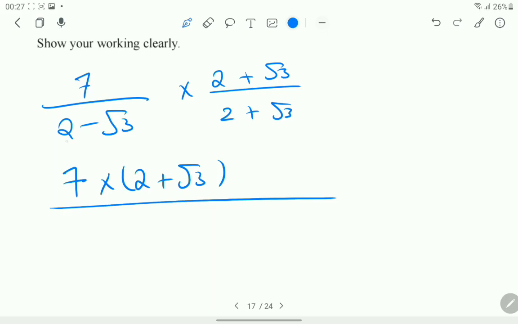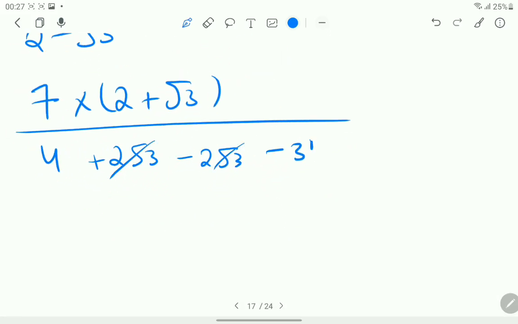So 2 times 2 is 4. 2 times plus under root 3 is plus 2 under root 3. So minus 3, minus under root 3 into 2 is minus 2 under root 3, and minus under root 3 plus under root 3, the under roots multiply. So 1 by 2 and 1 by 2 is 0.5, and 0.5 adding up, creating 3 raised to the power 1.